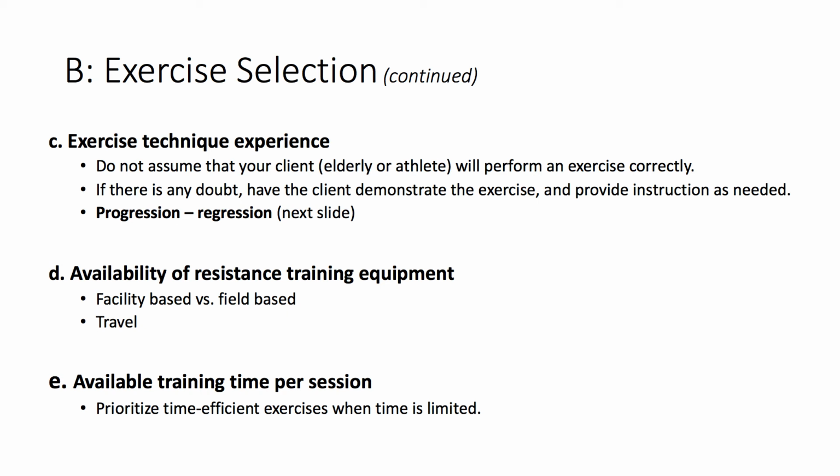And lastly, you want to determine the available training time per session. How long do you have with the person? If you only have a half an hour, you really want to prioritize time-efficient exercises when you are limited from a time perspective. Okay, so you want to pick the most effective movements. Typically, these are core exercises. You would move away from any assistant exercises if you're crunched for time, and do prioritize the core exercises, which are multi-joint, as well as recruit two or more large muscle groups.